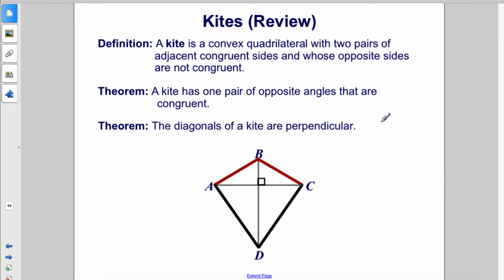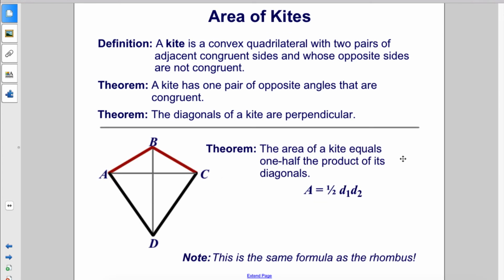Kites review. A kite is a convex quadrilateral with two pairs of adjacent congruent sides and whose opposite sides are not congruent. A kite has one pair of opposite angles that are congruent. The diagonals of a kite are perpendicular. The area of a kite equals 1/2 the product of its diagonals.